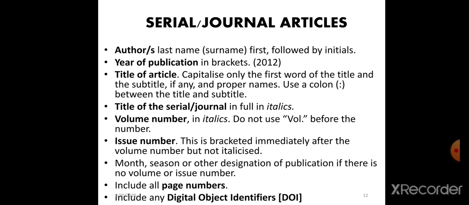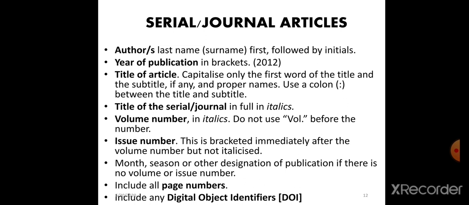In the titles, the first letter of the main title should be capital, and the first letter of the subtitle should be capital, and if there are certain proper names they must be capitals, otherwise there is no need. And then the title of the serial and journal, this is the place that must be italicized in full, in italics. So the title of the serial journal must be in italics. This is the difference between book and journal.